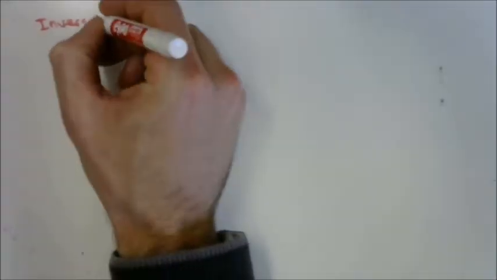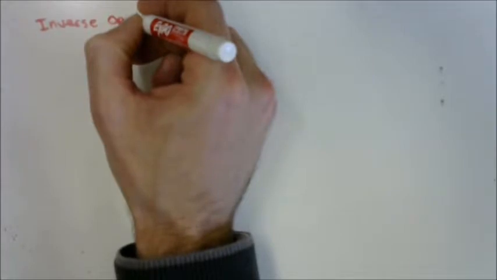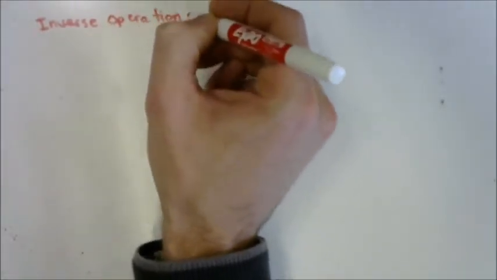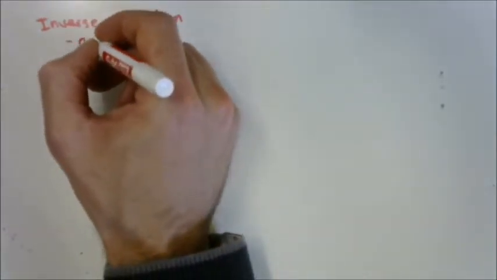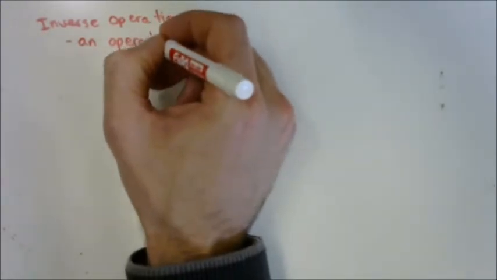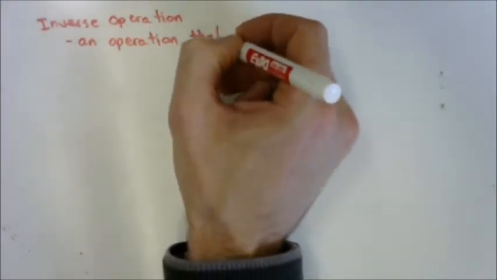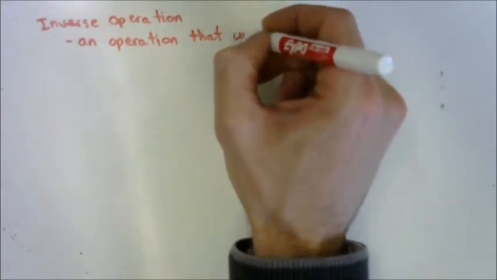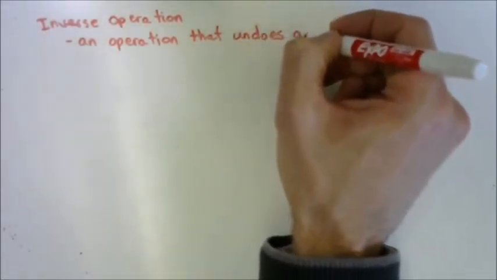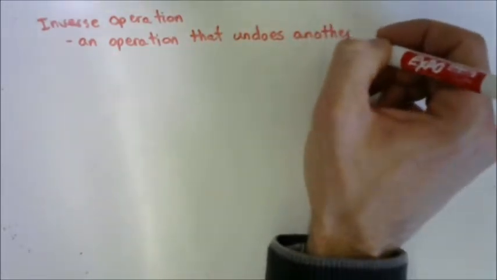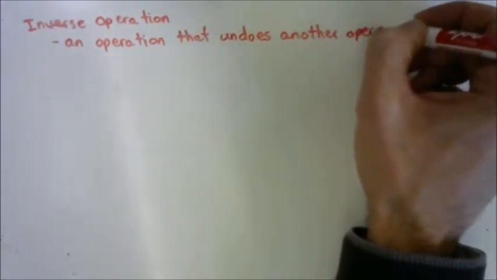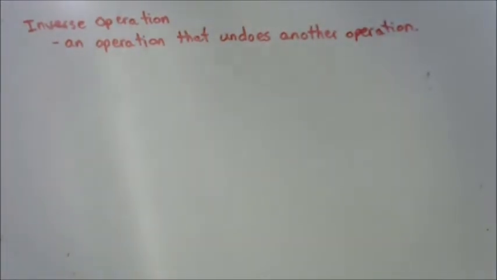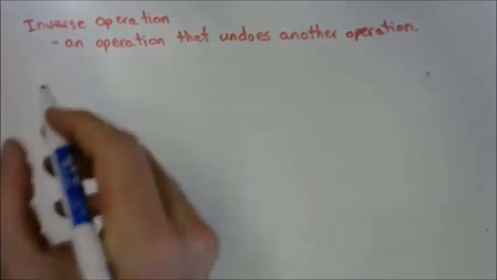Inverse operation. Yep, this is your notes under that little note section. An inverse operation is an operation that undoes another operation. Undoes. Okay, so let's make a little chart here.